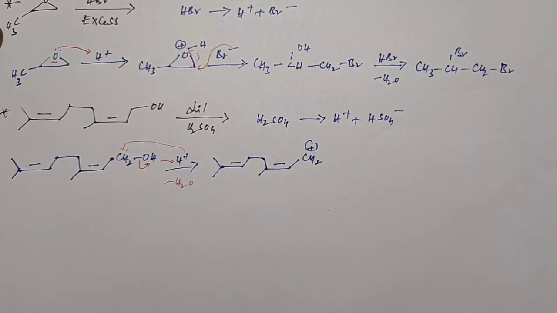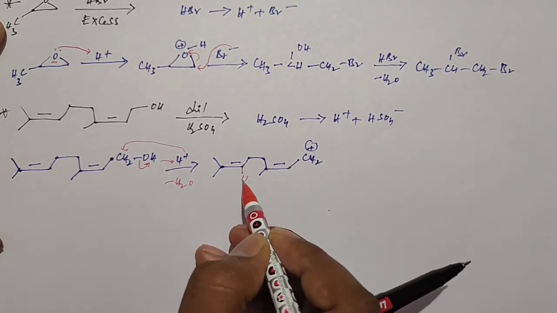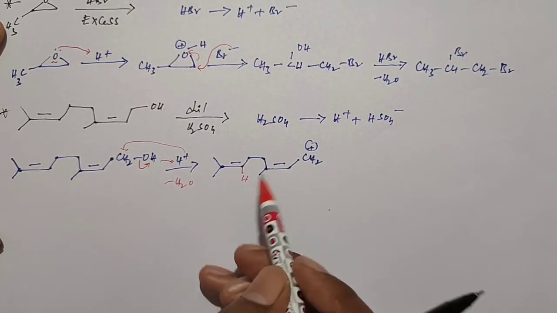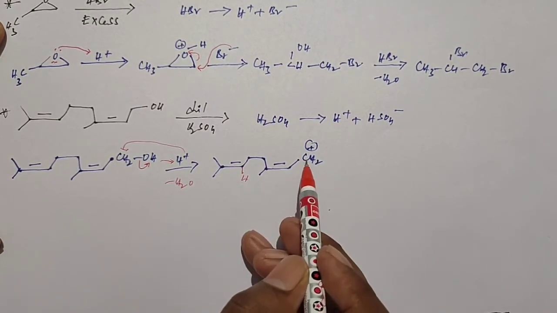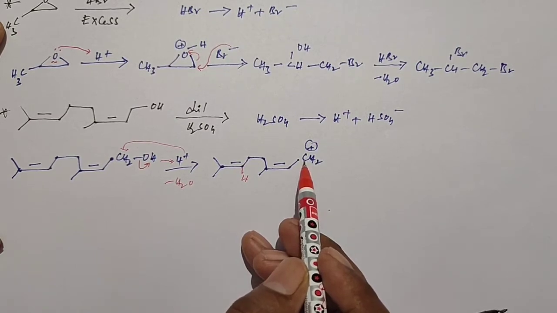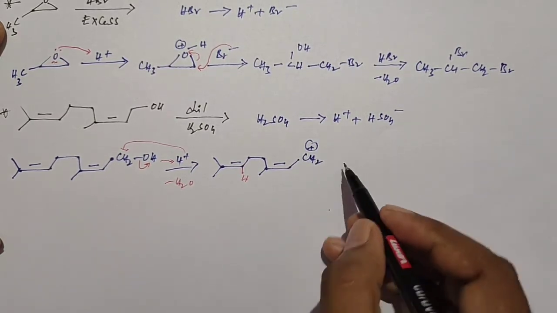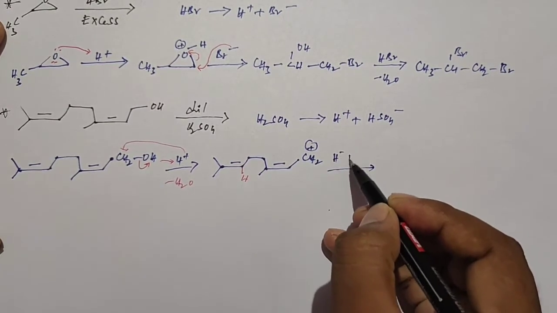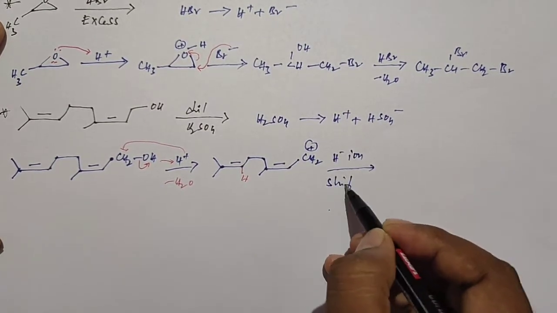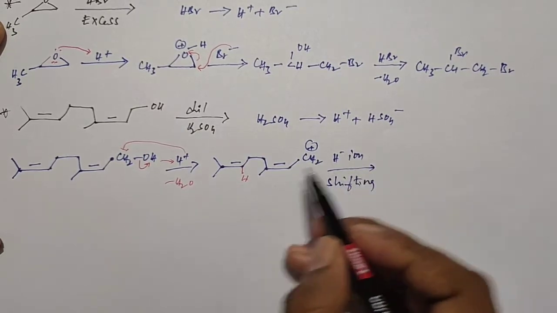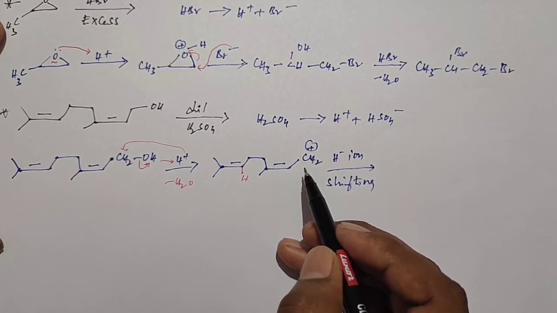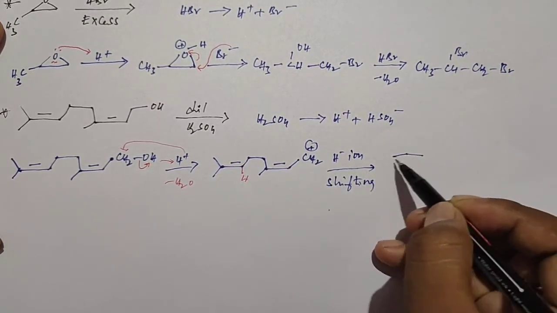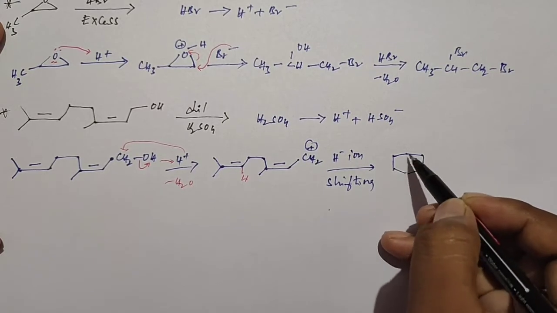So here the hydride ion can be shifted from this carbon. At this carbon we have one hydrogen. So this hydrogen can shift to this carbon in the form of hydride ion. Then we get a closed ring. So here hydride ion shifting is possible, H minus ion shifting. Then after shifting of this hydrogen in the form of hydride ion to this carbon, we get a closed structure, that is like this.